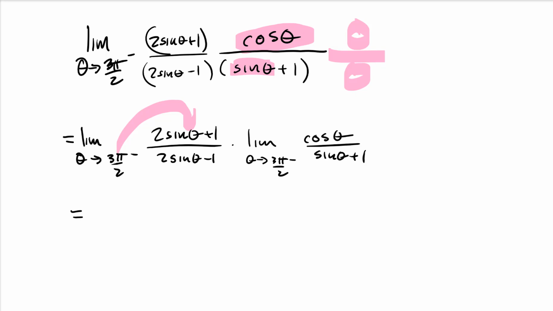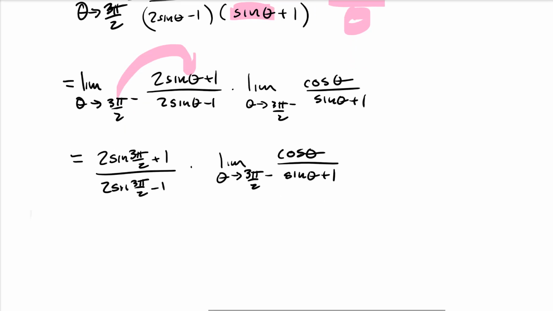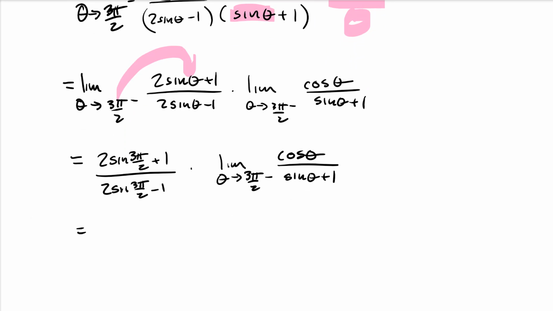So we have the limit is just 2 times sine of 3 pi over 2 plus 1 over 2 times sine of 3 pi over 2 minus 1, times our limit, where we actually have our L'Hopital's issue. Sorry, this video is so long, but these problems are long. So over here, what is that? Negative 2 plus 1, that's negative 1. This is 2 times negative 1, so this is negative 3. Now let's do our L'Hopital. So we got a positive 1/3 times whatever the answer is here.